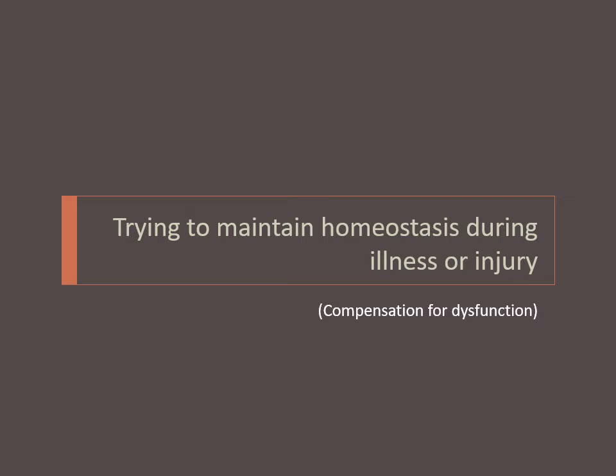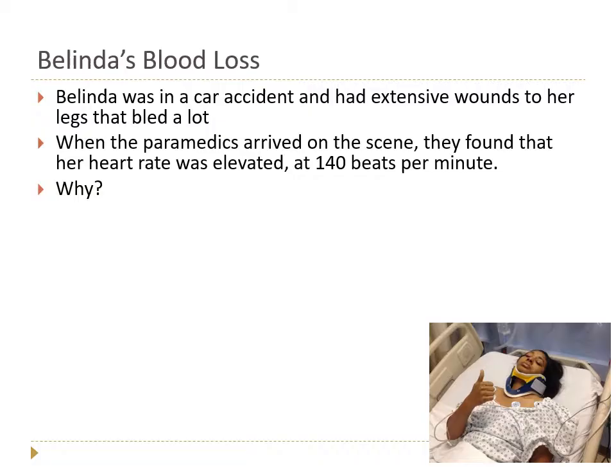So let's talk about what happens with illness or injury, right? So how do we compensate for when something in the system has gone wrong, okay? So let's talk about Belinda. She's in a car accident and had extensive wounds to her legs that bled a lot. So when the paramedics arrived on the scene, her heart rate was elevated at 140 beats per minute.